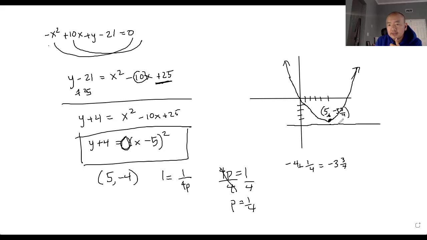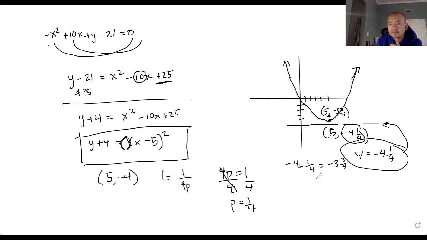And the directrix is below the vertex. So that's going to be 5 and then negative 4 and 1/4. Or sorry, that's not the point. Remember, this is a line, so it's going to be y equals negative 4 and 1/4. Sorry, I thought this was a point, but it's a line.